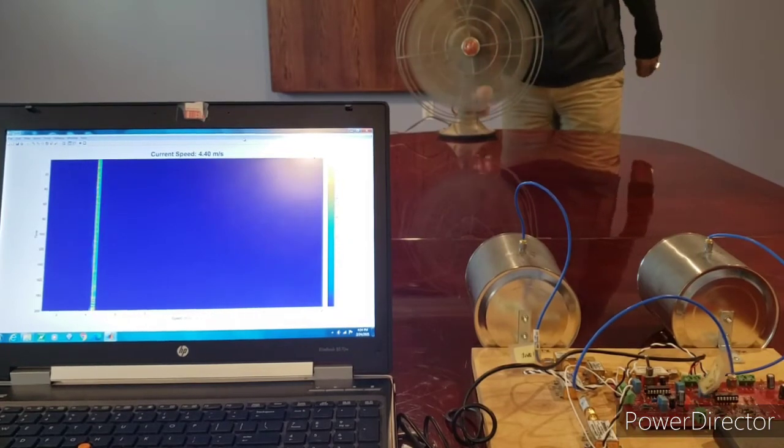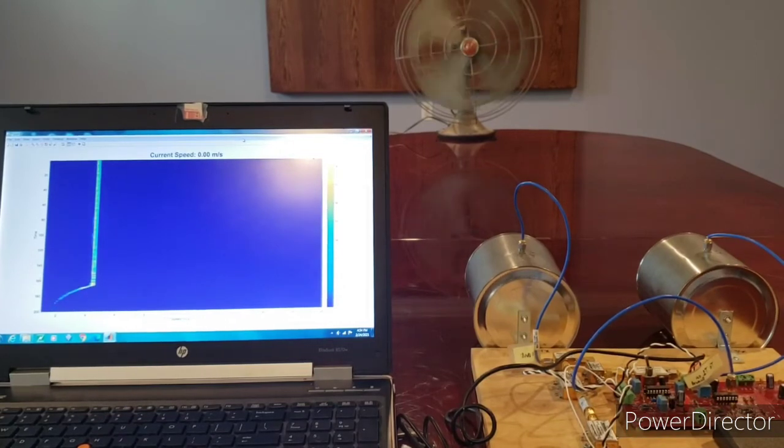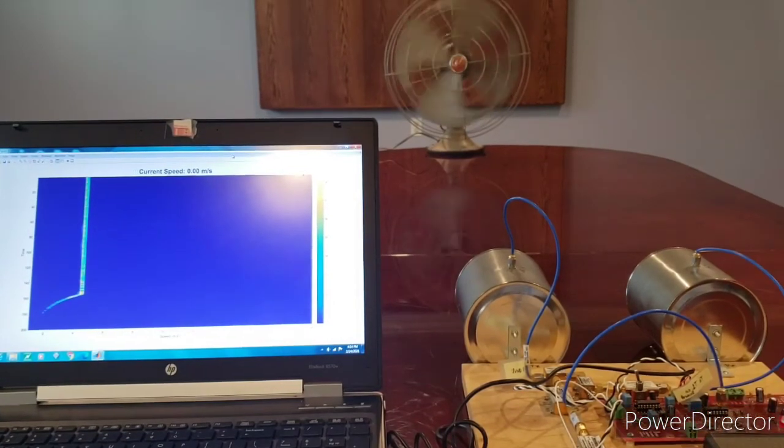So then if I turn off the fan quickly, you'll see how the radar velocity sensing rolls off quickly until it doesn't sense any motion of the fan.